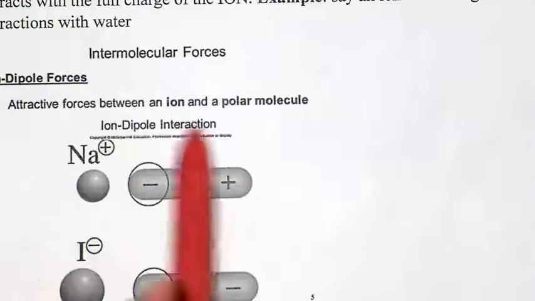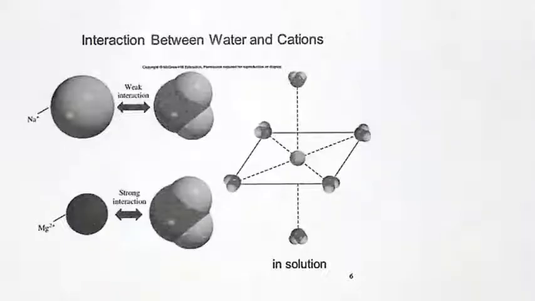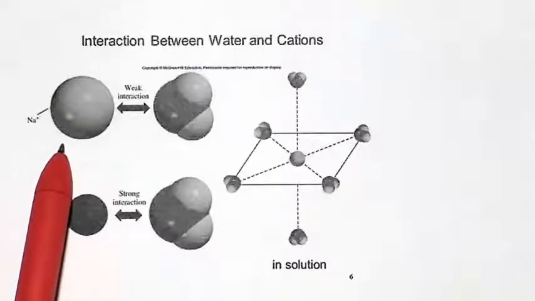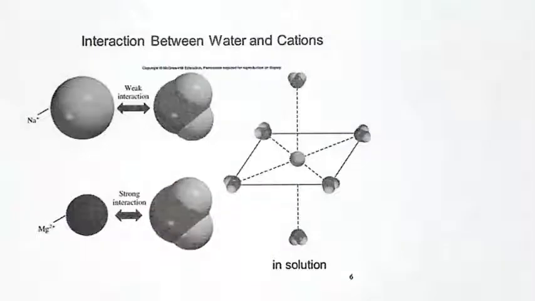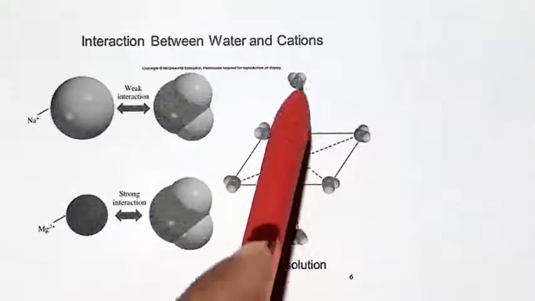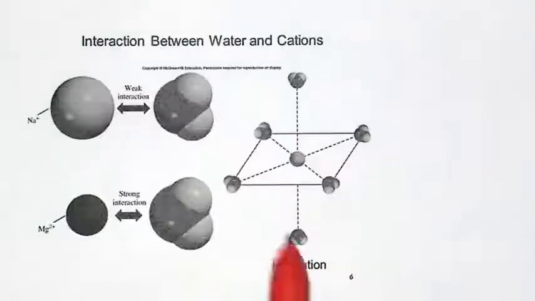This ion-dipole force is responsible for what we call solvation. Take a sodium ion from sodium chloride. The sodium ion will interact with the partial negative of the water molecule, and the magnesium ion will interact with the partial negative of the water molecule. And you notice how the ion is sort of entrapped by the partial polarities of the water molecules.